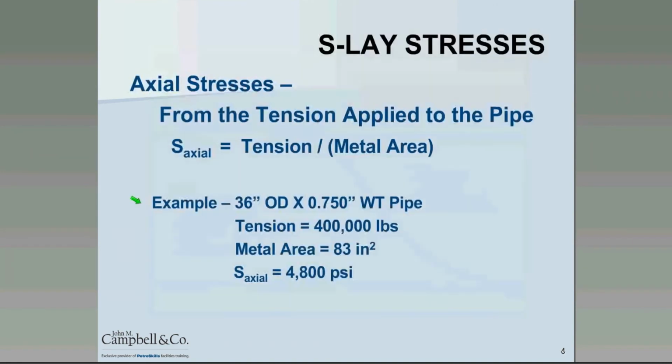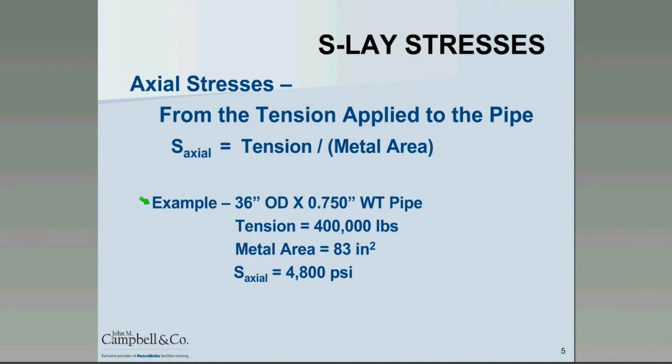Okay, now let's talk about the stresses for a minute in a little more detail. This axial stress is quite simple. It's basically the tension that's applied to the pipe, divided by the metal area where this force or tension is distributed around the circumference of the pipe. It'll be uniform around the circumference of the pipe and usually represents a relatively small percentage of the overall allowable stress in the pipe.